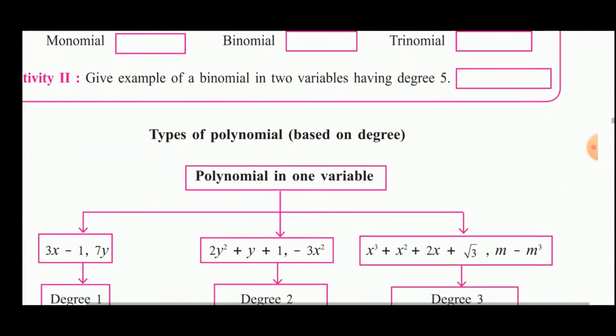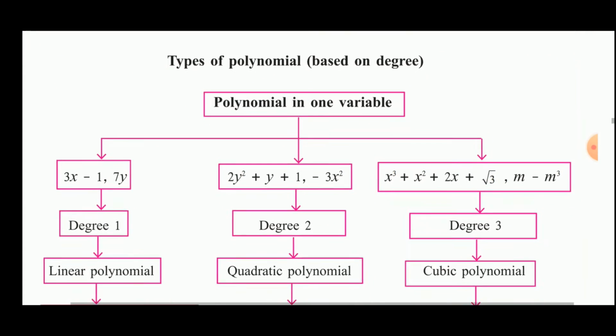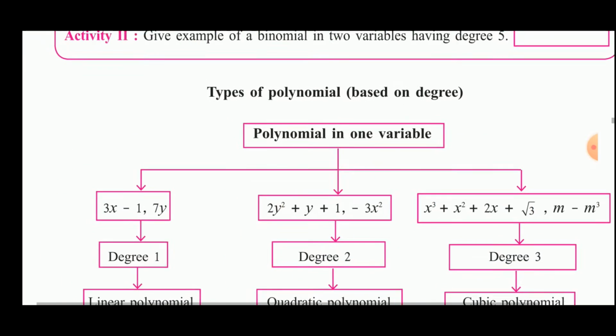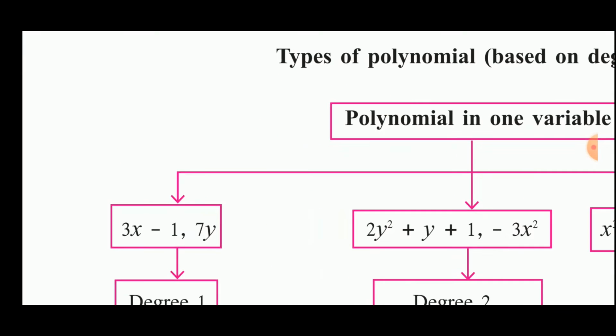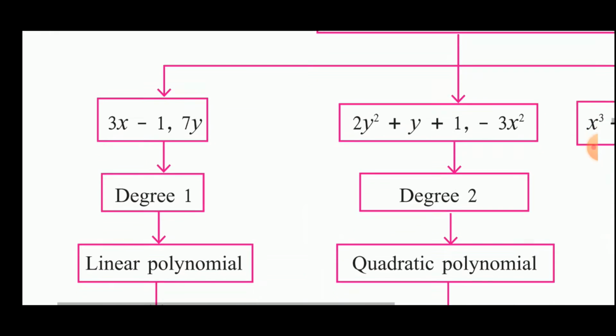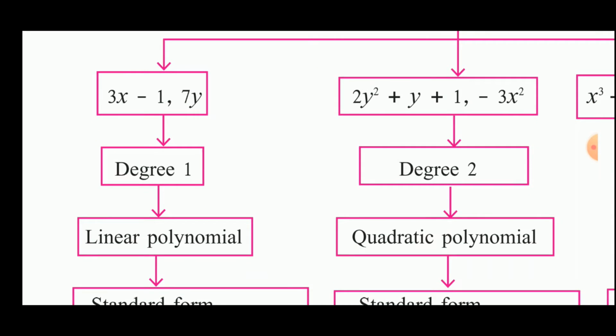Now we will see the types of polynomial based on the degree. These are all polynomials in one variable, and depending upon the degree, whether it is 1, 2 or 3, the polynomials are of three types: linear polynomial, quadratic polynomial and cubic polynomial. Now let us take this example: 3x minus 1 and 7y. The degree of these two polynomials is 1. So such polynomials are called linear polynomials.